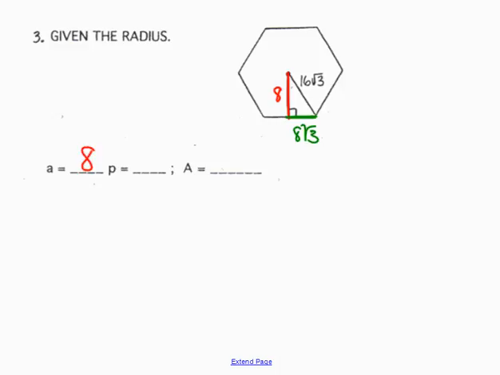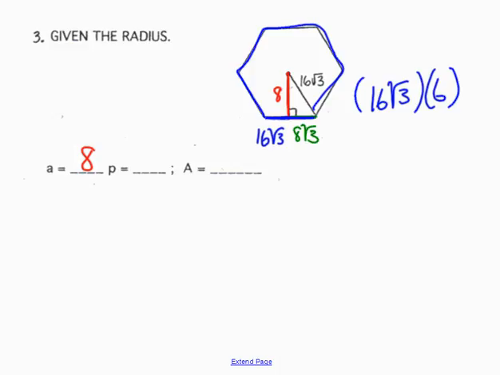Now we have to do the perimeter. Now remember, we want the whole side here. The whole side here is going to be 16 radical 3. So now I have to multiply 16 radical 3 times 6 to get the whole perimeter, the whole thing. Okay, so 16 radical 3 times 6. Oh, I did it wrong in my notes. Hang on just a minute. It is 166.3. So I'm going to write that here, 166.3.